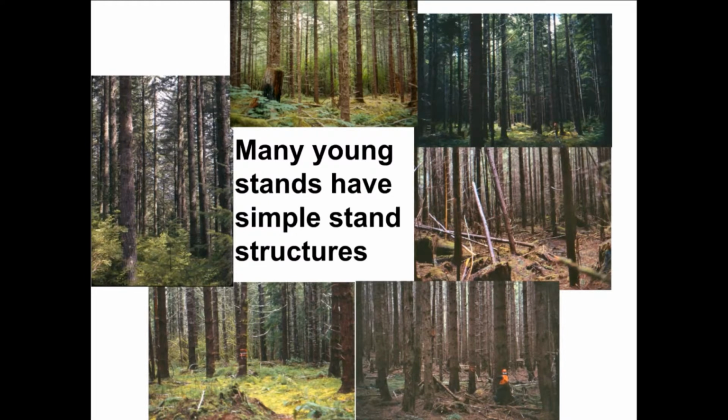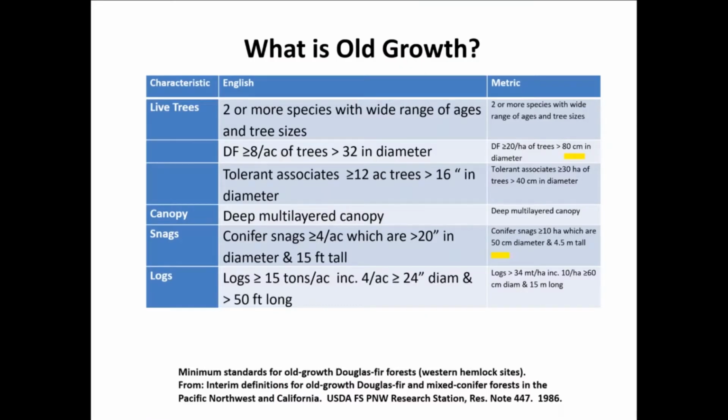Many young stands have simple stand structures, and these are examples of some of the stands in the Habitat Development Study. They were about 35 to 80 years old, conifer dominated, and basically had very simple stand structures. In most cases there was very little understory or midstory, and many of the stands had very little understory vegetation developed either.